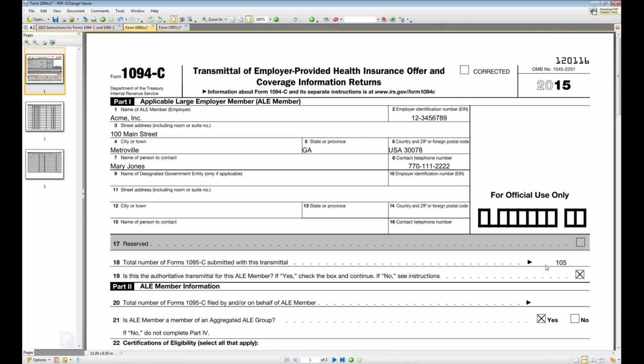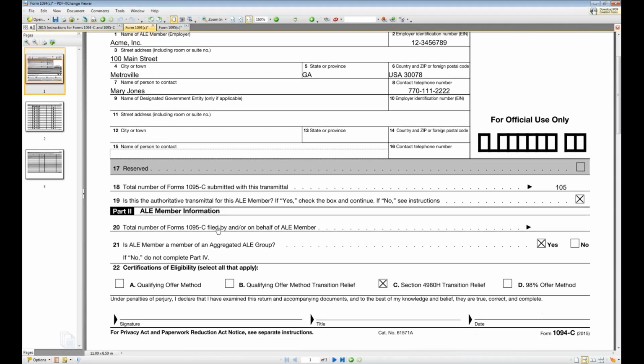As we scroll down to the bottom of the form, we see some things we're used to from the W-3. Total number of forms 1095C submitted with this transmittal, I put 105 just as a dummy number here. That means the employer is submitting one 1094C with 105 1095Cs given to the 105 individuals that were employed by the employer and determined to be full-time during 2015 for at least 1 month. Is this the authoritative transmittal? Yes, the box is checked. That's going to be yes for most employers, just meaning this is the real deal transmission.